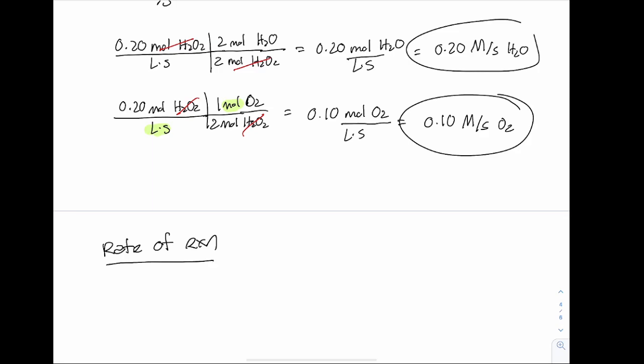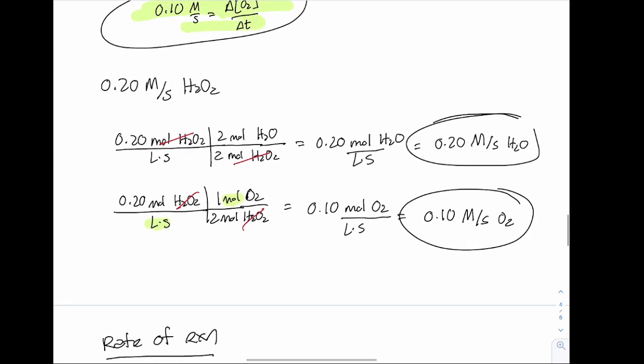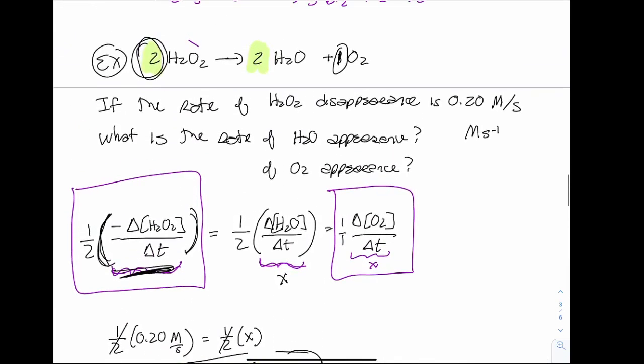So be really careful here, right? This is the rate of water appearance, this is the rate of oxygen appearance. Given in the problem was the rate of hydrogen peroxide disappearance. So it's the rate specific to one of the species, right? One of the substances. So if you were to take the rate of that substance and then divide it by its coefficient, you actually get the rate of your reaction. It's basically kind of in terms of 1 instead of 2 or 5 or whatever your coefficients happen to be.